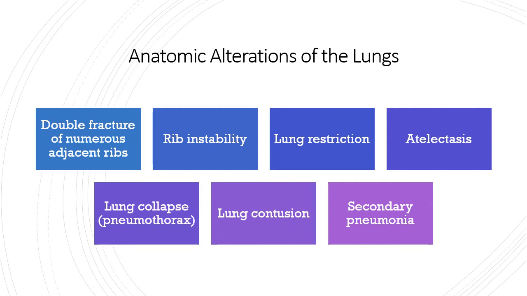Hallmarks of a flail chest include double fracture of numerous adjacent ribs next to each other, rib instability, lung restriction, atelectasis, lung collapse or pneumothorax, lung contusion, and secondary pneumonia.